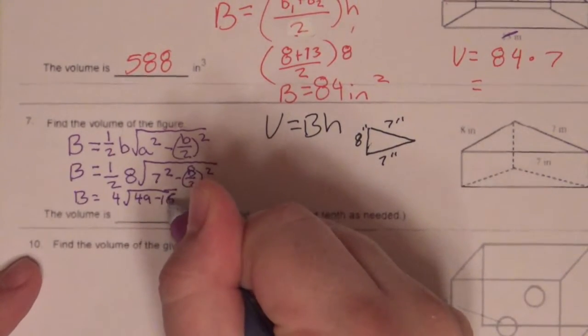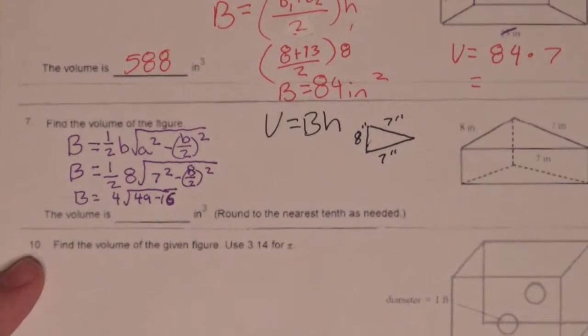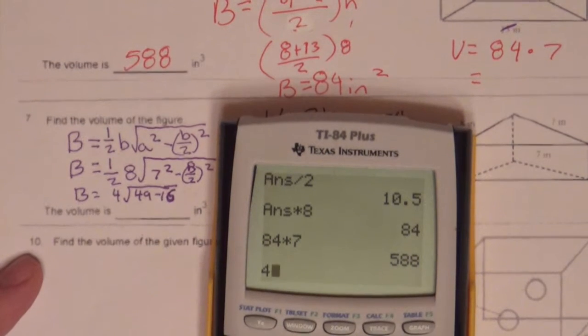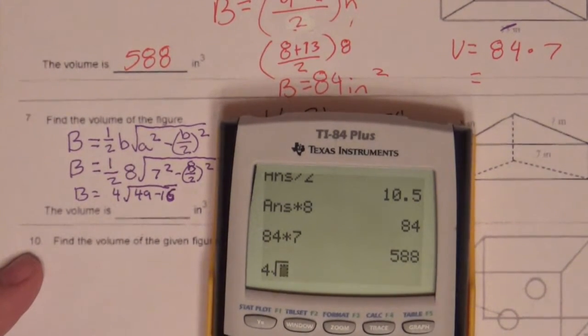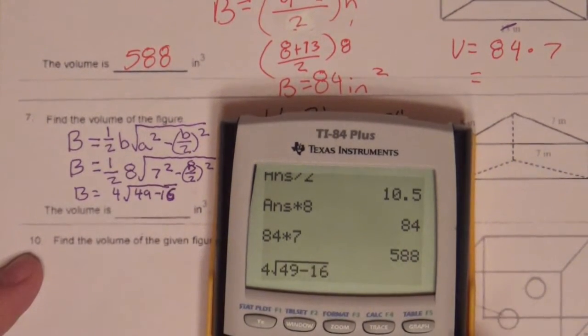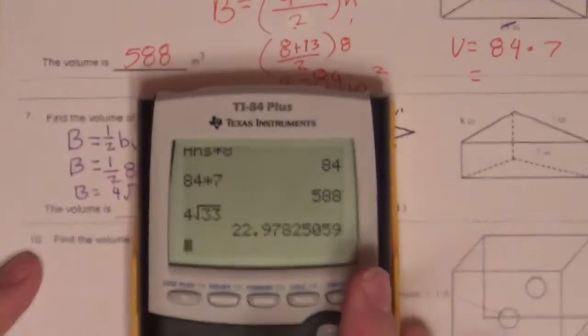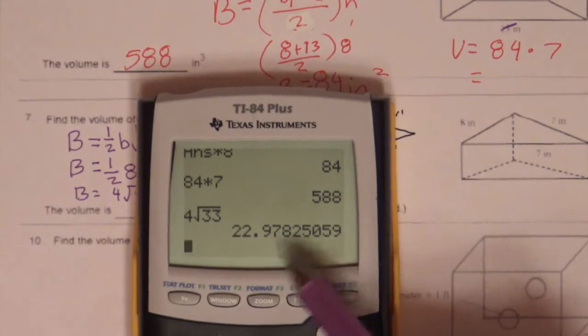Alright, so I'm going to do all this now on my calculator. I know that this is going to be 4 times the square root of 49 minus 16. Well, 49 minus 16 happens to be 33. So we're just going to go ahead and put that all in. Alright, 33. Hit enter. And I find out that my B is this weird looking number.